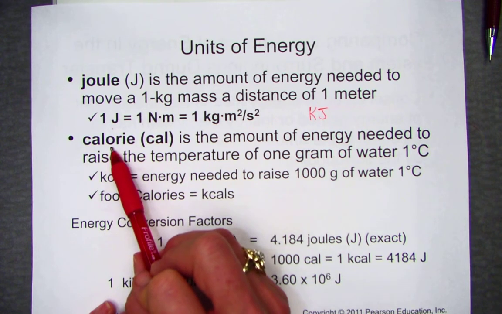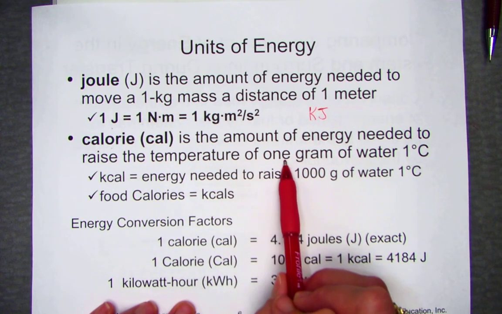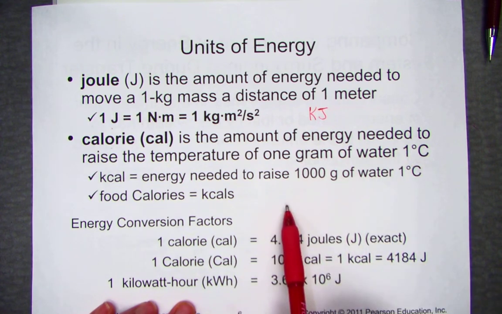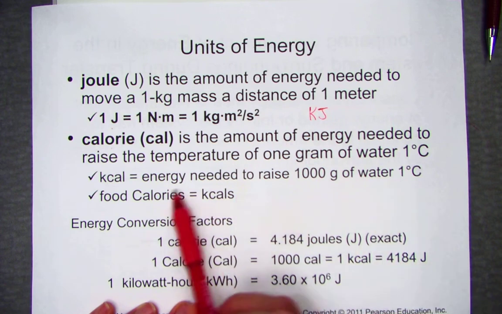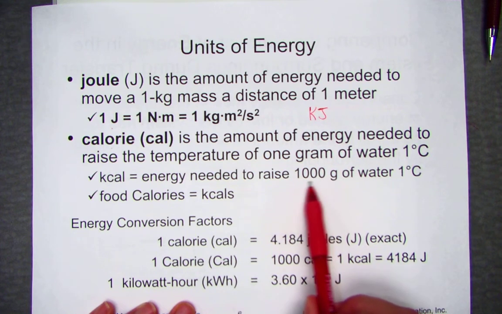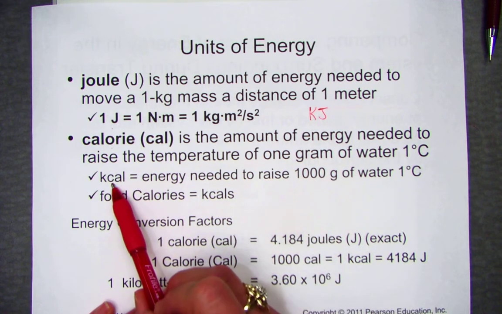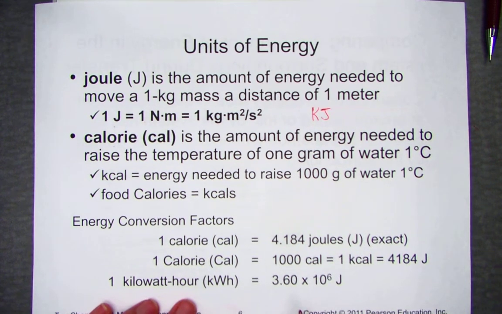Here in America, we often talk about calories of heat energy, especially in foods. It's the amount of energy needed to raise the temperature of 1 gram of water by 1 degree Celsius. If you see a kilocalorie, commonly referred to as a capital C, that's also defined as 1,000 grams of water, which is 1 kilogram. So a kilocalorie raises 1,000 grams of water by 1 degree Celsius.